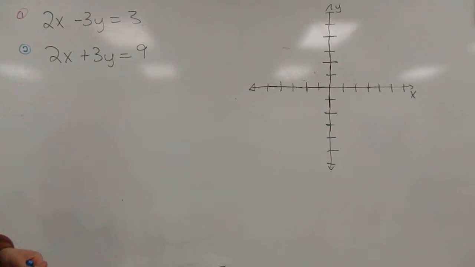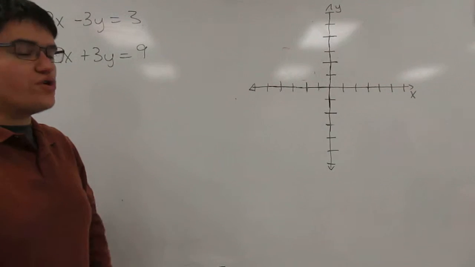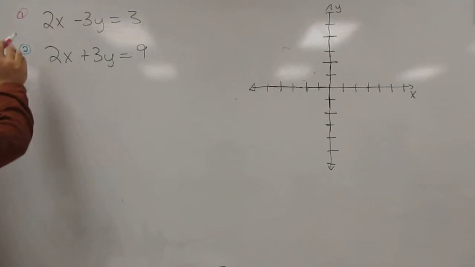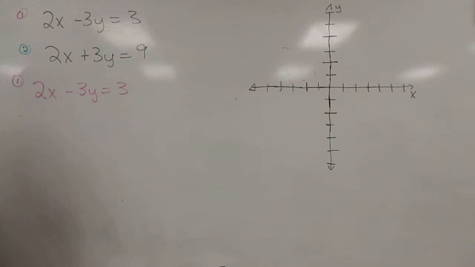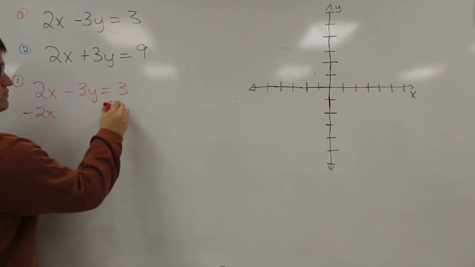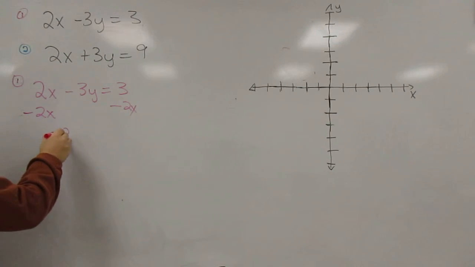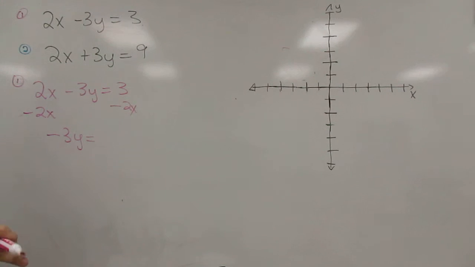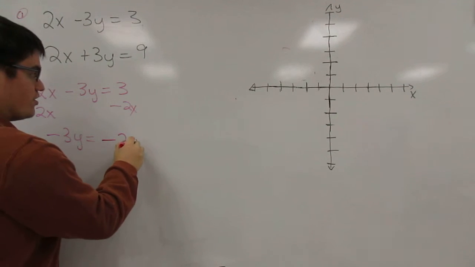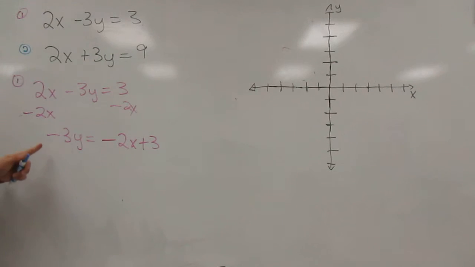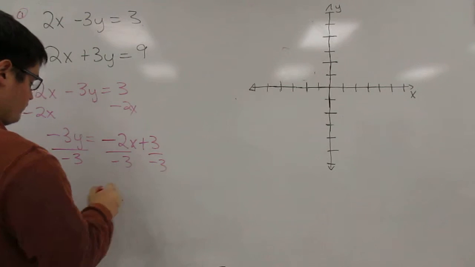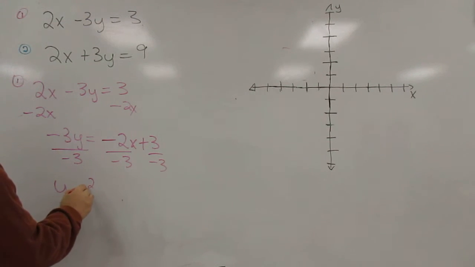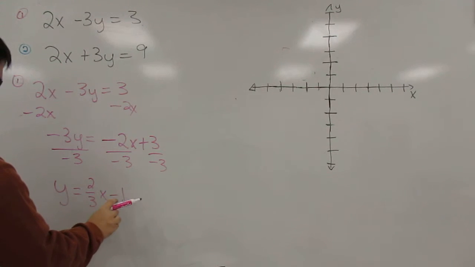Okay, so again, I'm going to get these in slope-intercept form so they're easier to graph. So we'll first work on the first one. 2x minus 3y equals 3. We're solving for y, so I've got to get rid of 2x first. Don't forget the negative sign. -3y equals, and I'm just going to switch the order of the terms so it's easier to graph. Don't forget that negative sign. Divide by -3. So you get y equals 2/3 x minus 1.